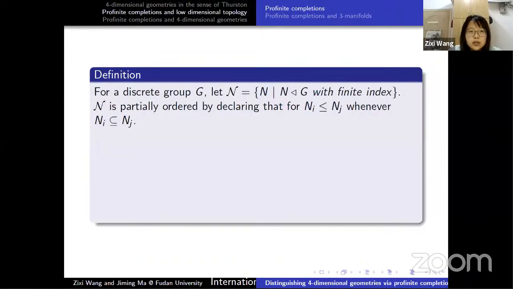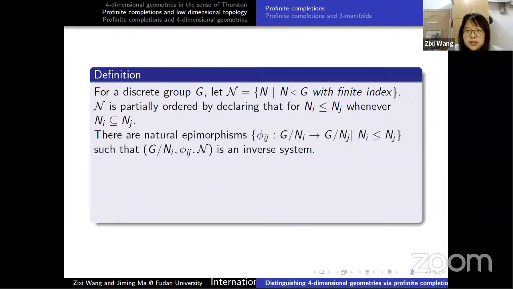Now we talk about profinite completions. For a discrete group G, let calligraphic N denote the collection of all its normal subgroups with finite index. Then by declaring that whenever N_i is a subgroup of N_j, we denote that N_i is less than or equal to N_j, the calligraphic N is partially ordered.